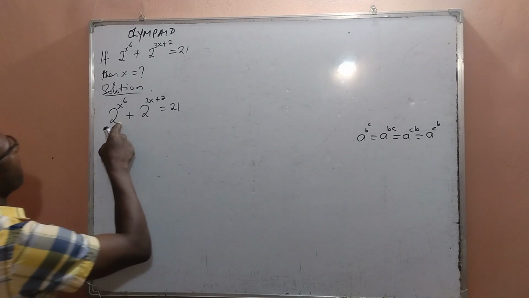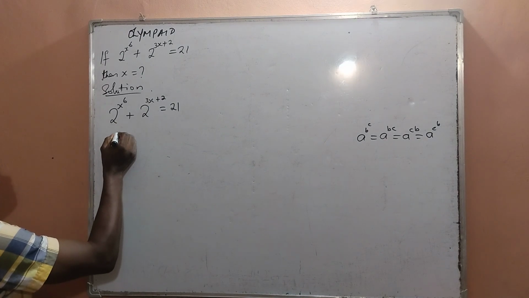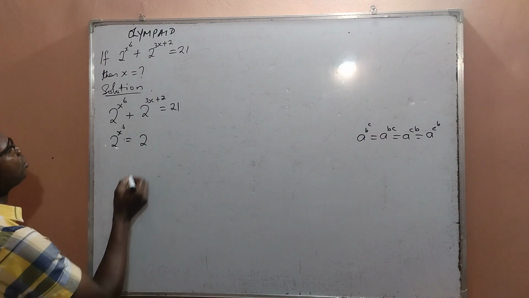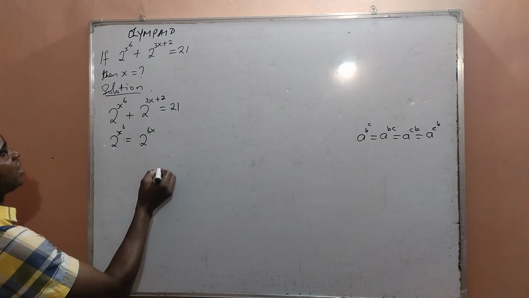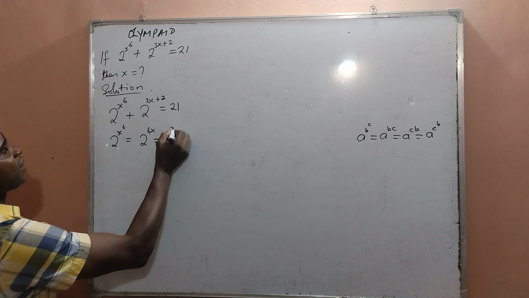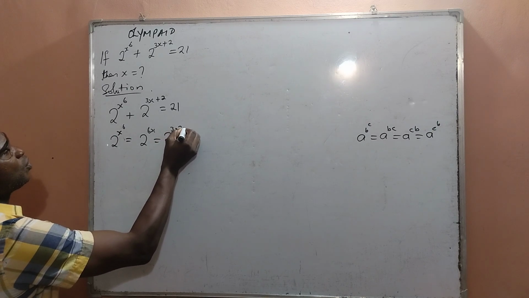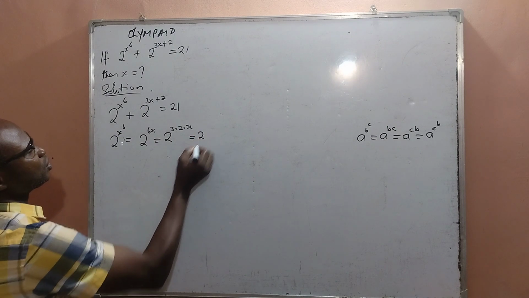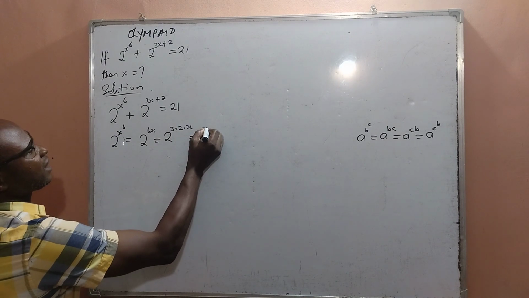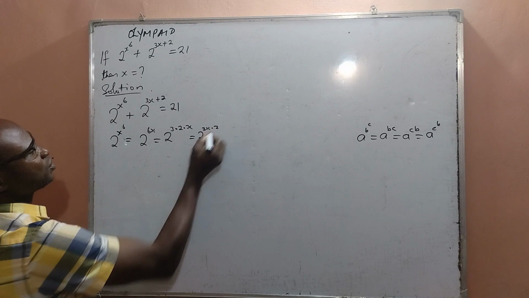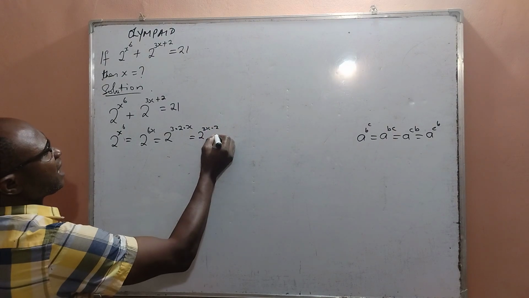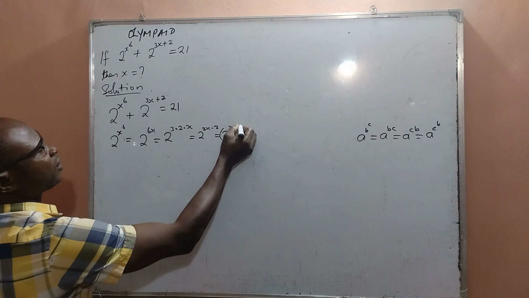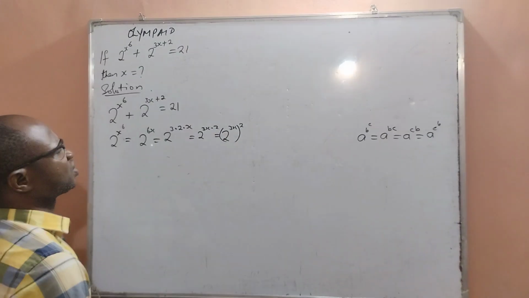Therefore, I can now say that 2 to the power of x to the power of 6 can be written as 2 to the power of 6x. It is the same as 2 to the power of 3 multiplied by 2 multiplied by x. It is also the same thing as 2 to the power of 3x, then multiplied by 2. It is the same thing as 2 to the power of 3x, all to the power of 2. This is what it is.